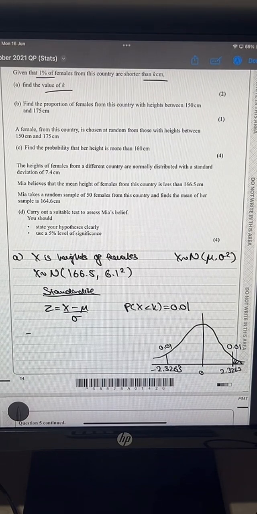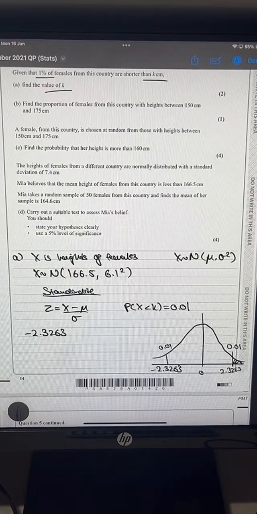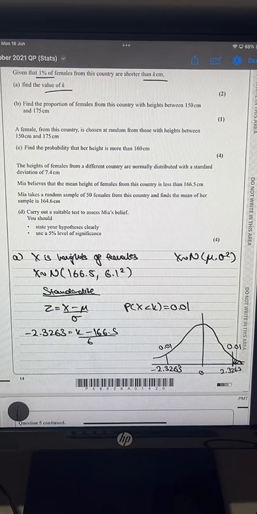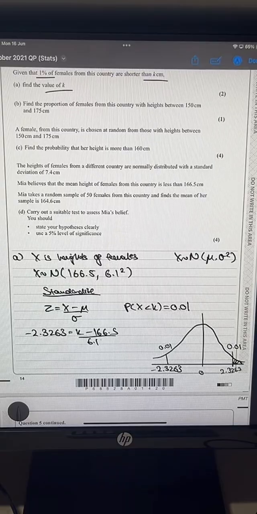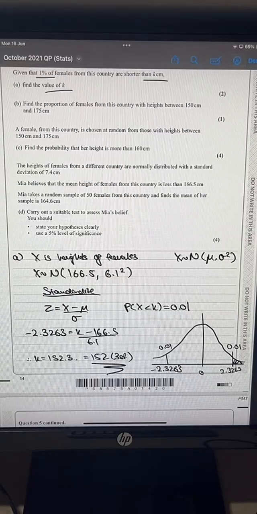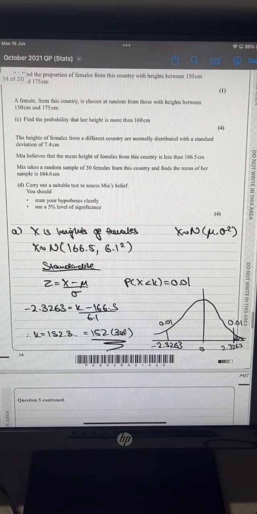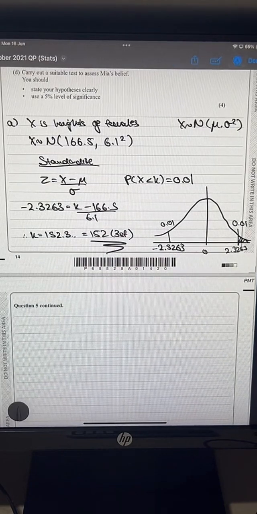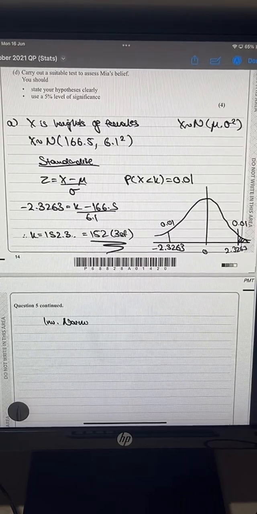So I have negative 2.3263 equals my x value, which is k, that's what I want to find, minus mu, which is 166.5, over 6.1. If I multiply by 6.1 and add 166.5, I get that, therefore, k is equal to 152.3 and so on, which is equal to 152 to 3 significant figures. So this is how you would do it. If you were standardizing, you use the formula, find the z value for that probability, or you could just simply do the inverse normal method.